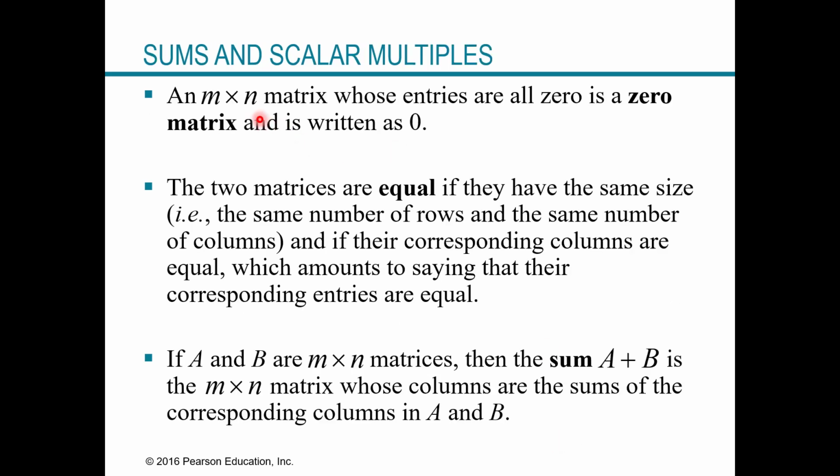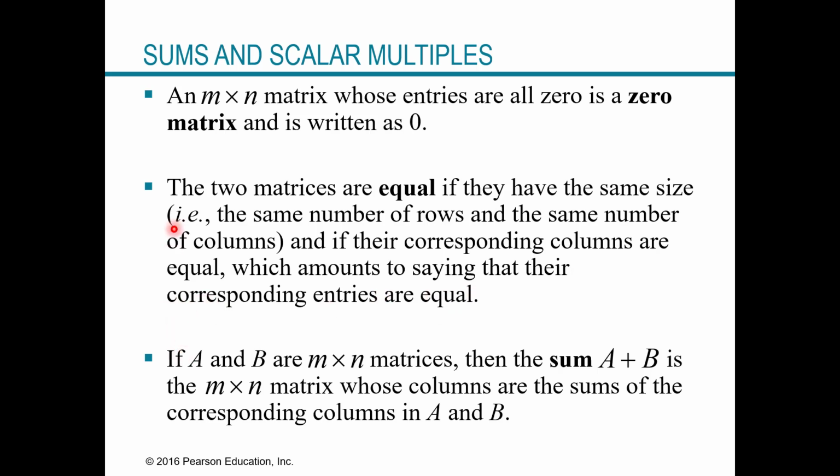All right, and then a matrix who has all entries of 0, we still call it a matrix. It's just called a 0 matrix. Now, 2 matrices are considered equal if they have the same size, so same number of rows and columns, and if their corresponding columns are equal, which amounts to saying that their corresponding entries are equal. So basically, if they look the same, we call them equal. Same entries in the same locations.